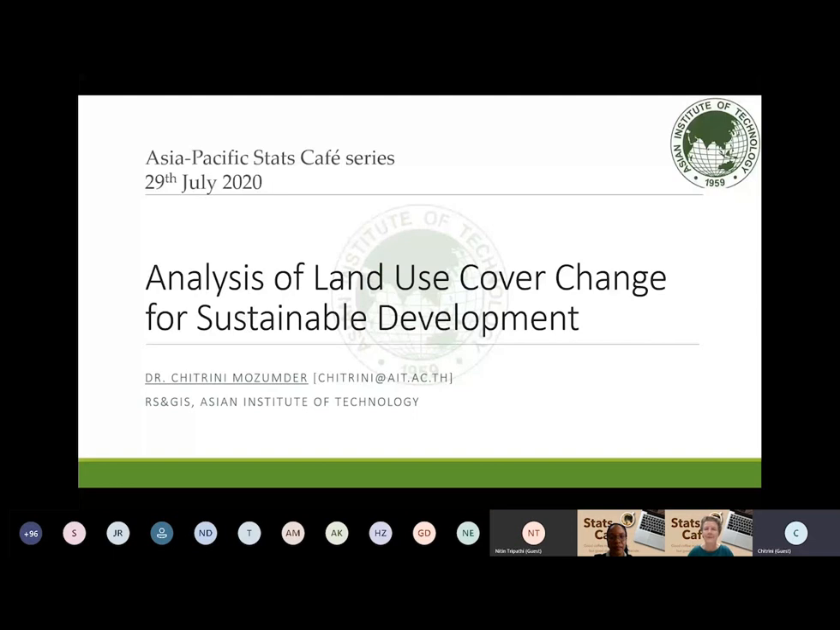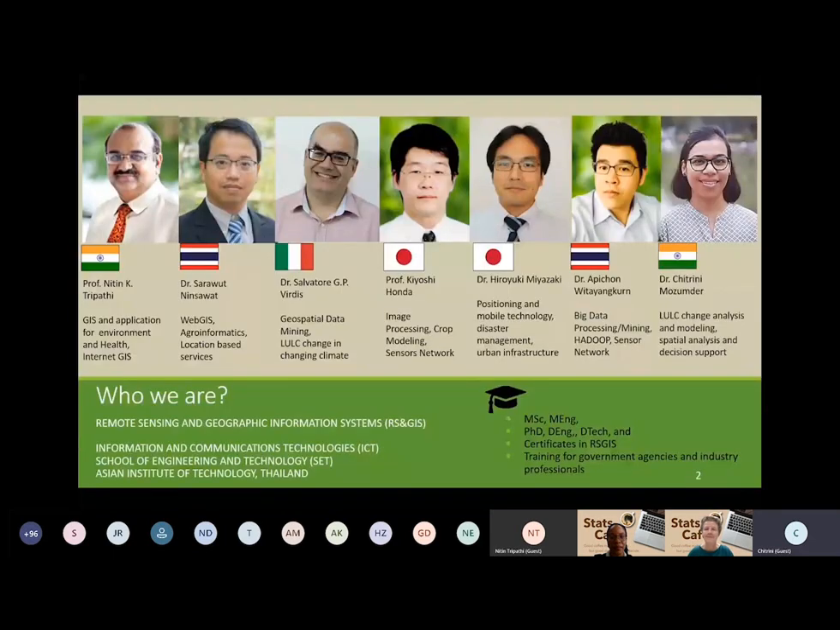So before I proceed to the main topic, I'd like to introduce our team at AIT. So AIT completed 60 years last year, which provides high-end knowledge and postgraduate degrees in various fields. We are a group of enthusiastic scientists working in an international environment, as you can see from the flags. We come from different countries, but in a very friendly environment, and we have the same goal: to share knowledge and uplift the education in geoinformatics.